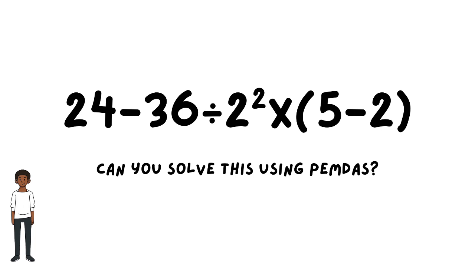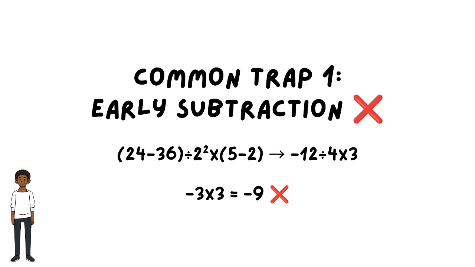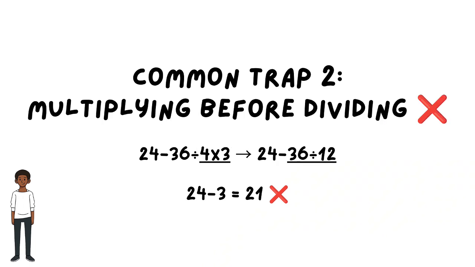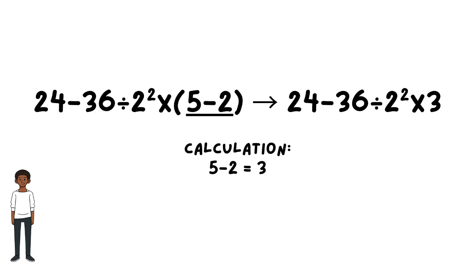Let's see the two traps people fall into before working through the correct step-by-step path. The first trap happens when people subtract 24 minus 36 first to get negative 12. Then they divide by 4 to get negative 3, and multiply by 3 to arrive at negative 9. But subtraction cannot be performed before exponents, division, and multiplication. The second trap happens after simplifying the parentheses to 3 and the exponent to 4. People multiply 4 times 3 to get 12. Then 36 divided by 12 gives 3, leading to 24 minus 3 equals 21. But this is wrong because division and multiplication have the exact same level of priority and must be worked from left to right.